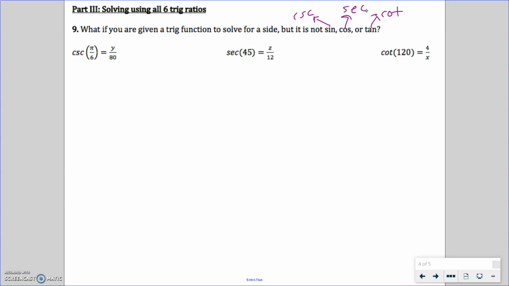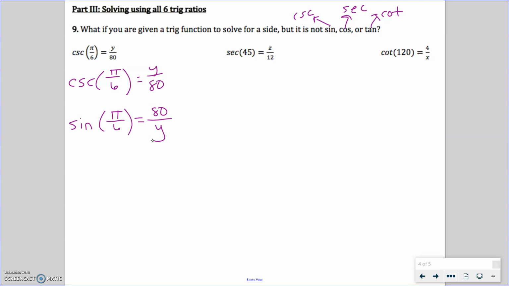So here's my thought on this one. Remember how they were inverses of each other? Like if sine of 40 degrees is equal to 4 over 2, then cosecant of 40 degrees is equal to 2 over 4, okay? What you then have to do, let's say for this first one, for example, is first change cosecant to its inverse, which is sine of pi over 6. And instead of the y over 80 like we started with, you're going to have it equal to 80 over y. So you need to flip that ratio.